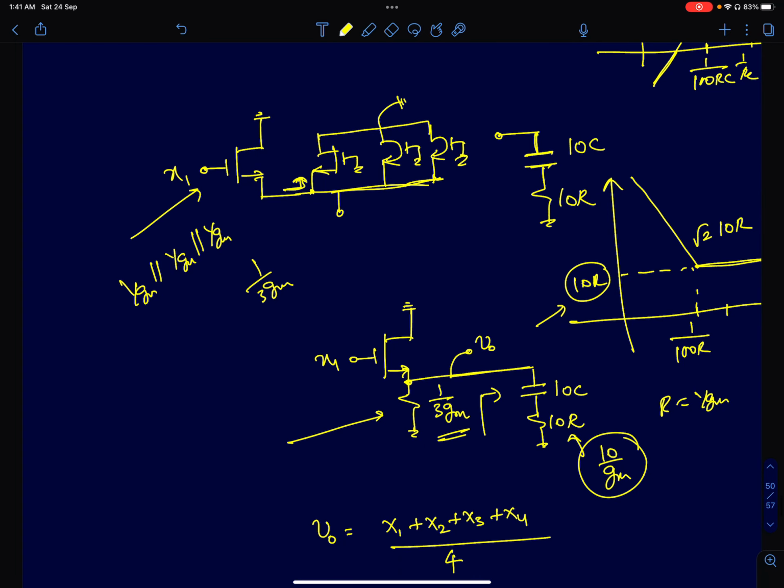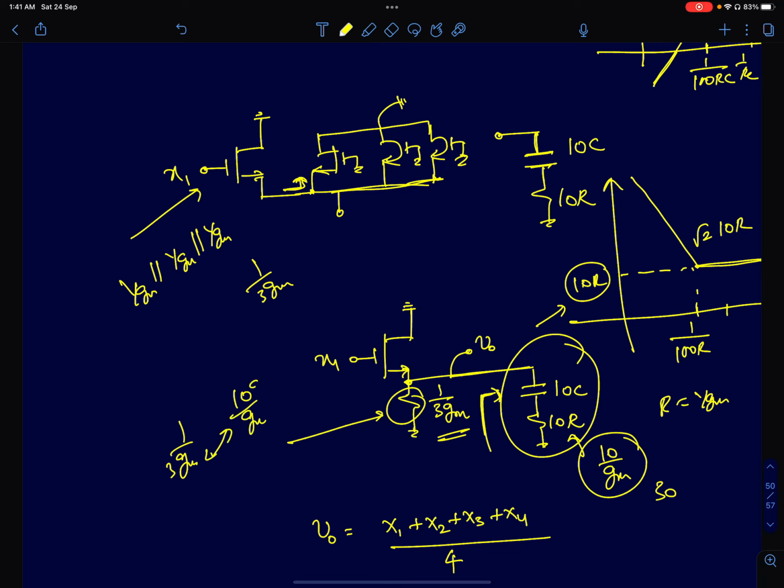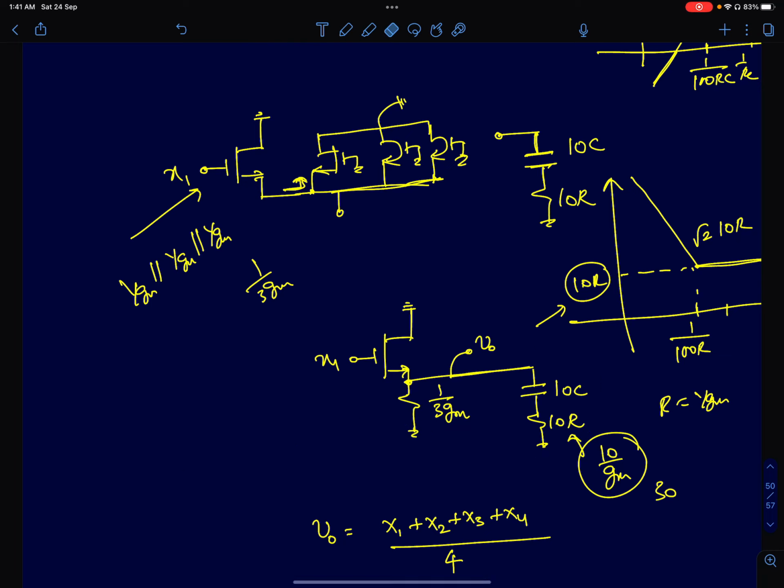So now if you see, the impedance offered by this guy is, for all frequencies, at least 30 times greater than this impedance, right? So this impedance is approximately 1 by 3 gm. The other guy, minimum value is 10 by gm. So if you see, the ratio is 30. So this impedance is 30 times larger. So for all practical frequencies, I can ignore this guy because it's going to be 30 times larger.